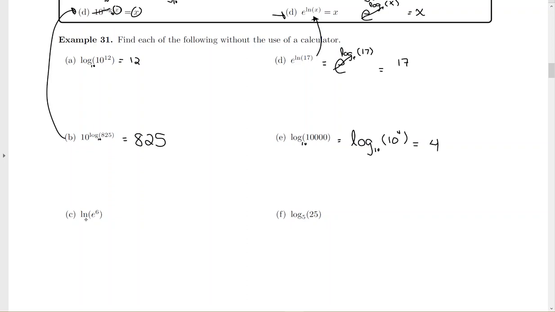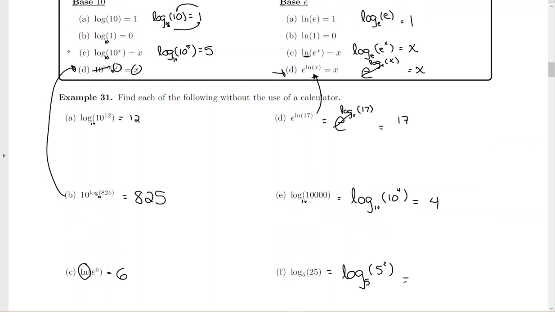For this one, log base e of e to the 6th is just going to be the number 6. Log base 5 of 25, now that's not 5, so I need to rewrite 25 as 5 to a power. So log base 5 of 5 squared. And then again, it follows right along with my property here, letter C. Log base something of something to the x. Log base 5 of 5 to the 2 is just going to equal the number 2.